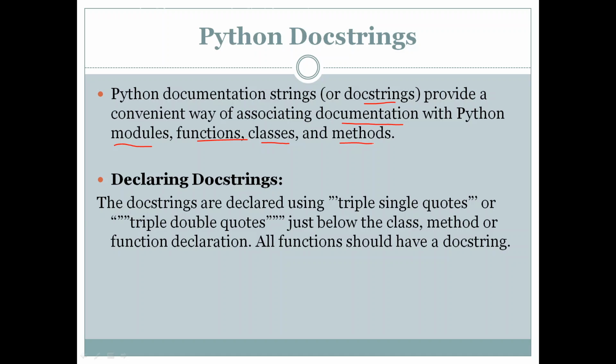All predefined functions, modules, classes and methods have a docstring associated with it, so that if a user wants to know what that function or module or class does, he can access the docstring easily. For example, in some of our programs we have used a function like the abs function, that is the absolute function, which simply calculates the absolute value of a number.